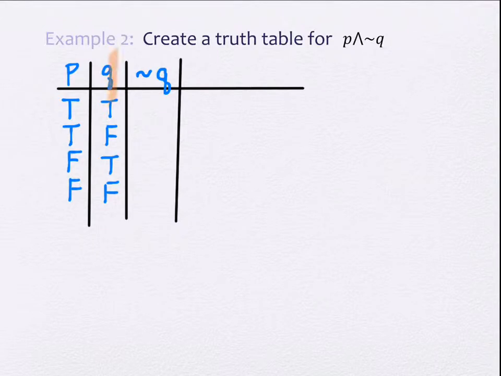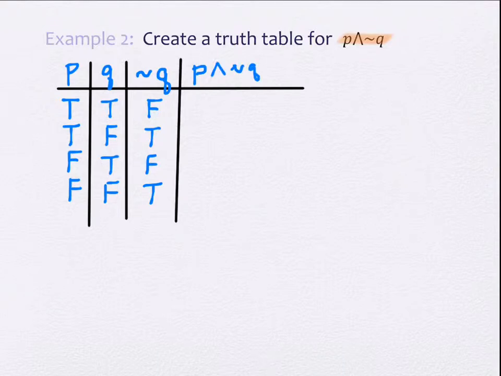So, looking at tilde Q, we're going to go back to the column of Q, and we're going to switch them. So we're going to take this column that we already had and switch them. So this will be false, true, false, true. And now if you look at the and statement you're given, the individual pieces are both in a column. You have a column for P, you have a column for tilde Q, and now we can join them with the conjunction and. We need to make sure we're looking at the right columns. This is column P, and this one's column tilde Q.